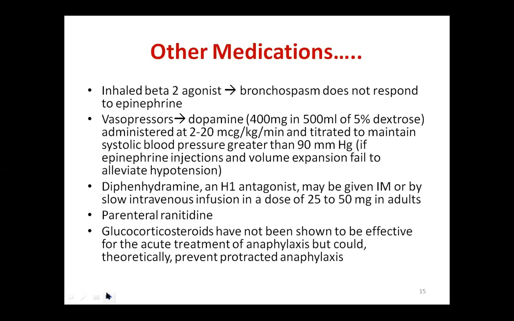Diphenhydramine is the H1 antagonist of choice, may be given intramuscularly or by slow intravenous infusion. The dose is 25 to 50 milligram in adults. In less symptomatic patients, or the patients who are able to take food, they can also be given the oral formulation of H1 antagonist, first generation or second generation antagonist.